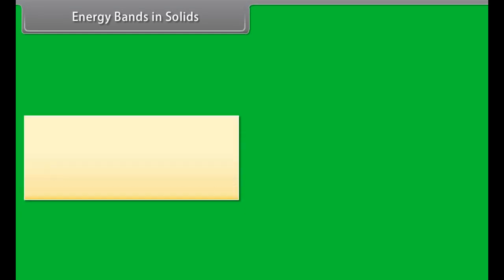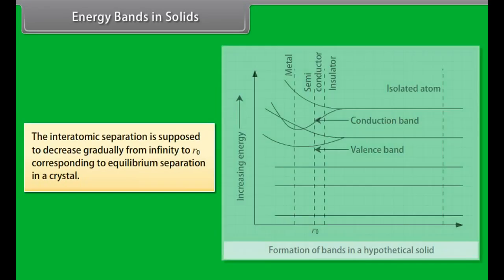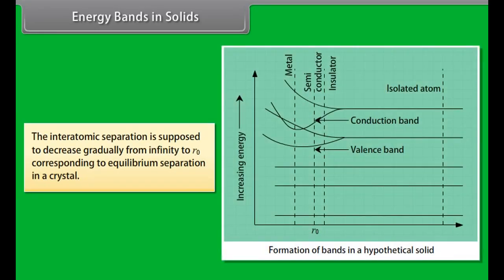Energy bands in solids. Electrons in an atom are distributed in various shells according to a certain scheme and they are allowed to possess certain discrete energy values. The permissible energy values are usually shown on an energy level diagram. We consider the formation of bands for the energy level normally occupied by the valence electrons and the next level above it. The interatomic separation is supposed to decrease gradually from infinity to R naught, corresponding to the equilibrium separation in a crystal.